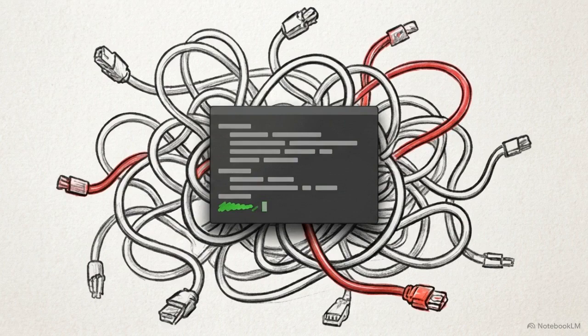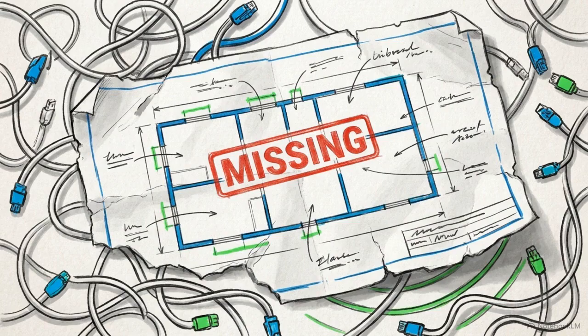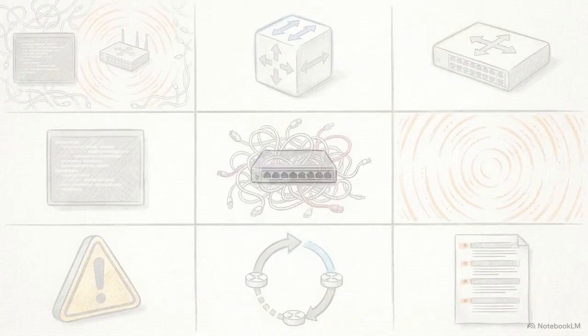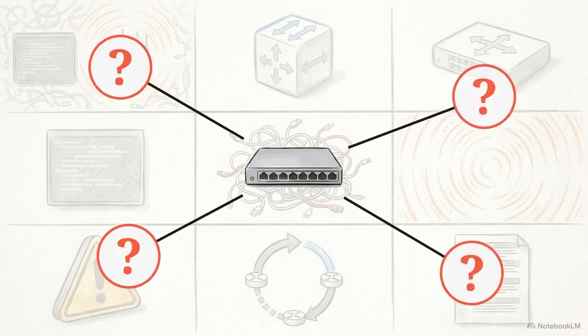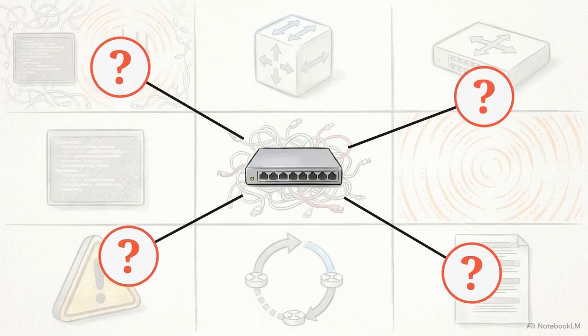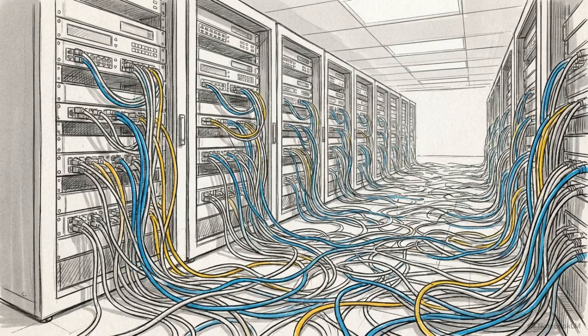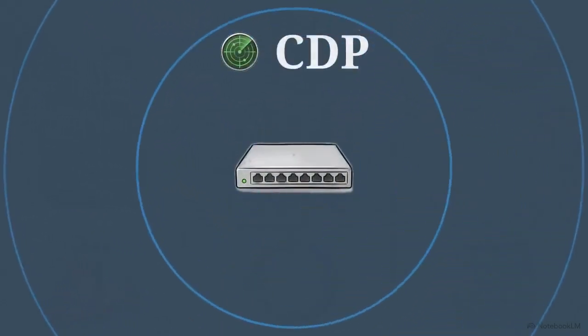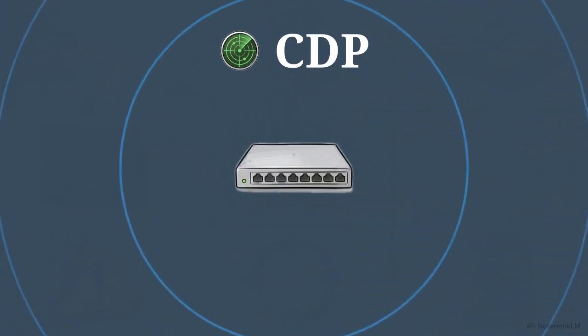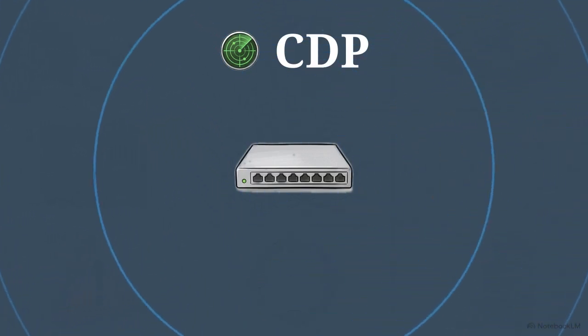You have just inherited an enterprise network. Your documentation is non-existent, and every single cable vanishes into a tangled mess. You need to map out exactly which devices are connected to which ports, but manually tracing those lines across the building is physically impossible. The solution to this chaos is an automated network sonar, the Cisco Discovery Protocol, or CDP.